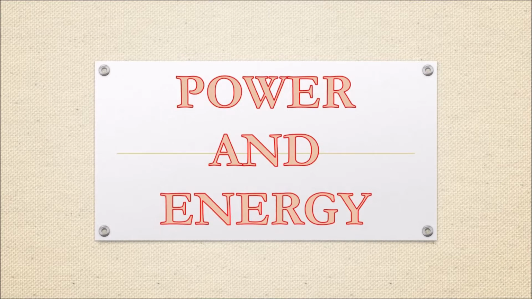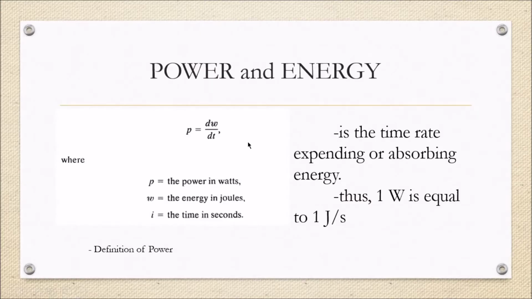Another reason is that all practical devices have limitations on the amount of power that they can handle. In the design process, therefore, voltage and current calculations are not enough by themselves. They are not sufficient. So, we now define power and energy. Power is the time rate of expending or absorbing energy.